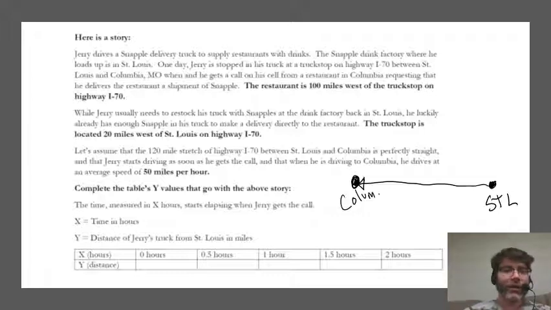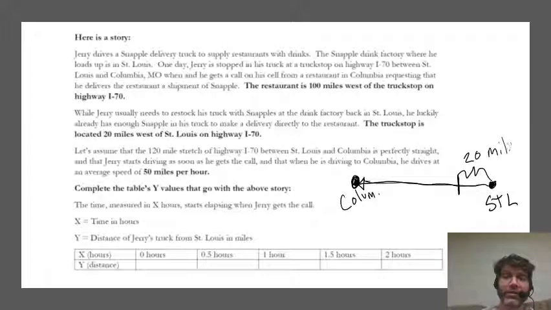Let's read on. While Jerry usually needs to restock his truck with Snapples at the drink factory back in St. Louis, he luckily already has enough Snapple in his truck to make a delivery directly to a restaurant. The truck stop is located 20 miles west. In this case, left is west, okay? 20 miles west of St. Louis on Highway I-70. Remember, this line right here is I-70, okay? And since we're 20 miles west, let's say that's right here. So this is 20 miles distance, okay?